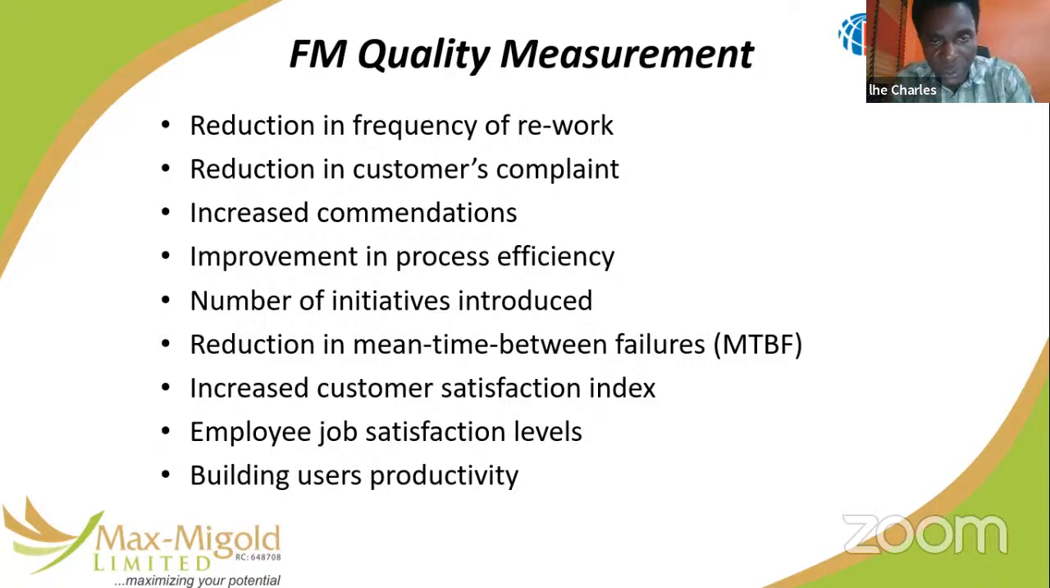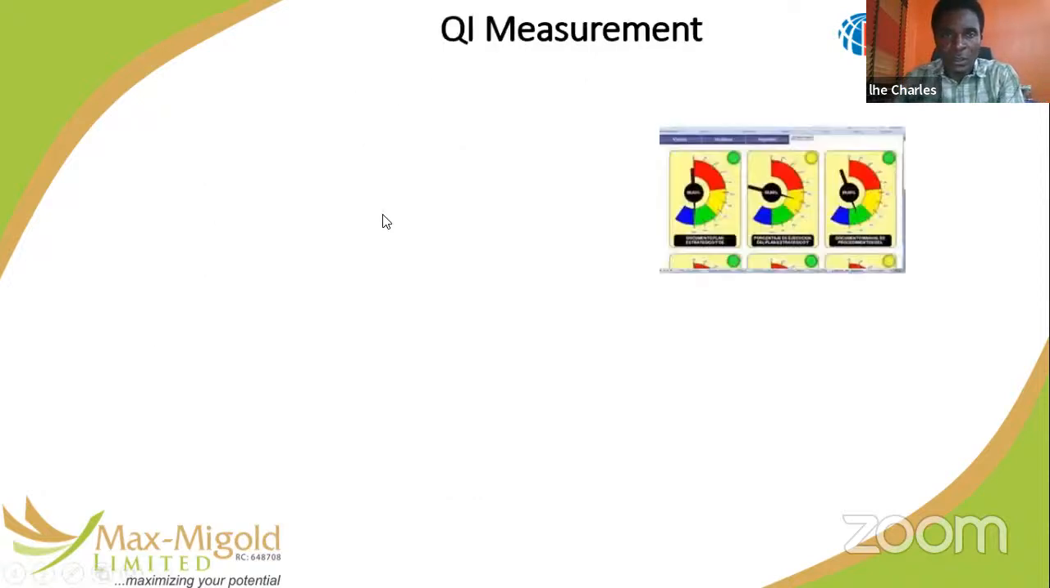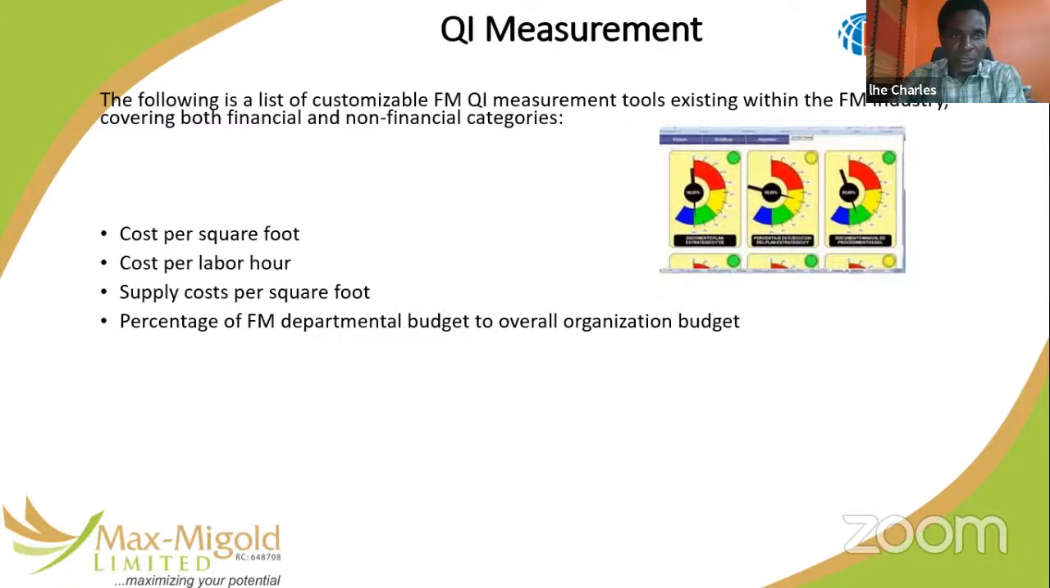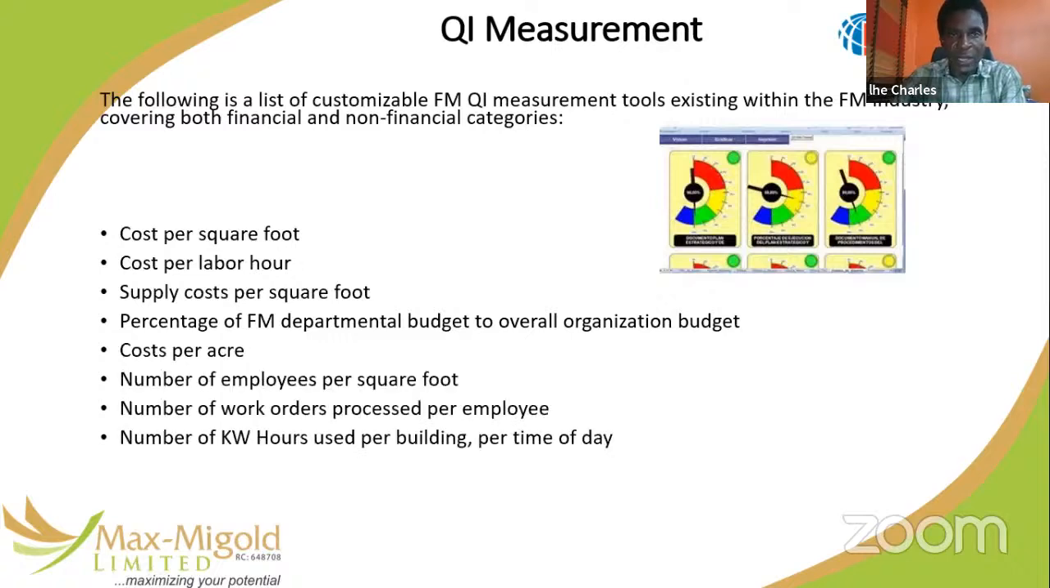Those using your building, what is their productivity level? Are they getting optimum use of the building? Are they happy using your building? So these are the things we measure in FM. So we want to look at these other areas for quality improvement measures.